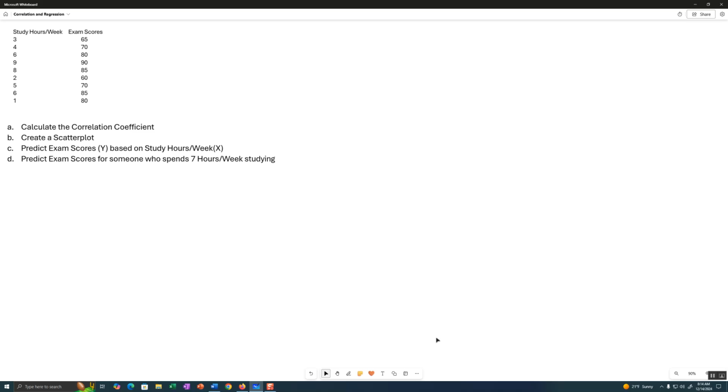I'm going to be going through the correlation and regression example problem. So in this problem, we're looking at the relationship between study hours per week and exam scores. We're going to first calculate the correlation coefficient between these x and y variables.